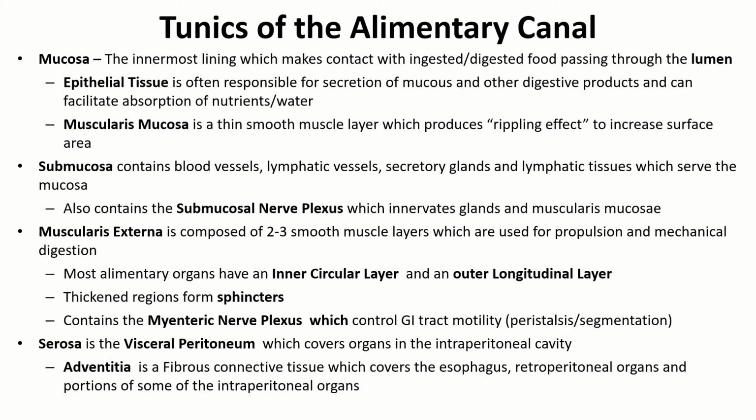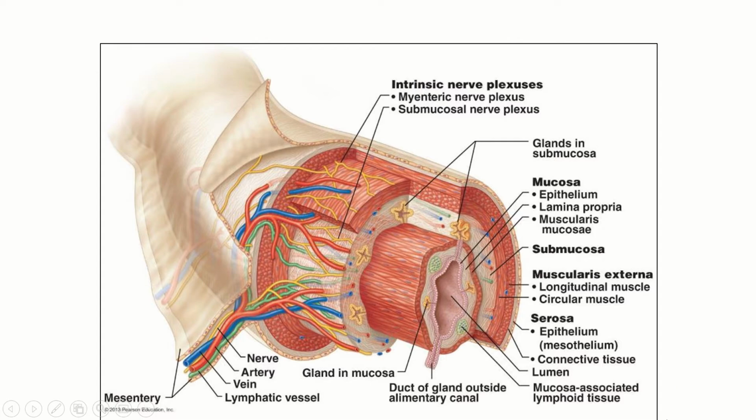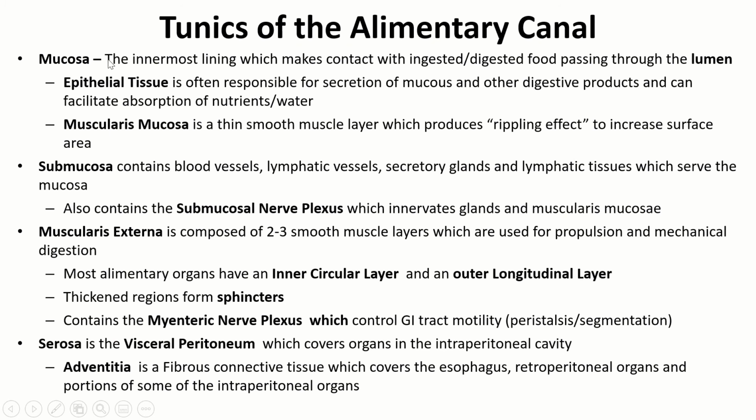So to begin with here, the mucosa itself is the innermost lining. It does make contact with digested or ingested food. And this hollow space inside of the mucosa is known as the lumen. And so this is showing you right over here the mucosa, the innermost layer, right through there. And there's the lumen. Now, the part of the mucosa that actually comes in contact with the food itself is going to be made up of epithelial tissue.